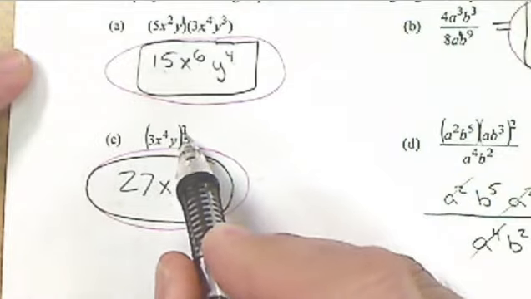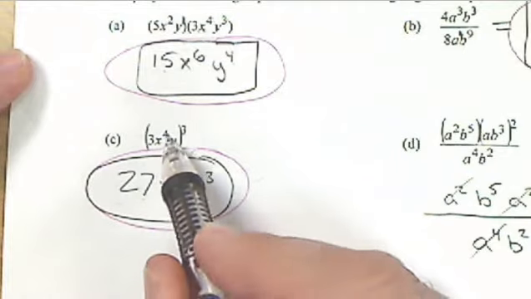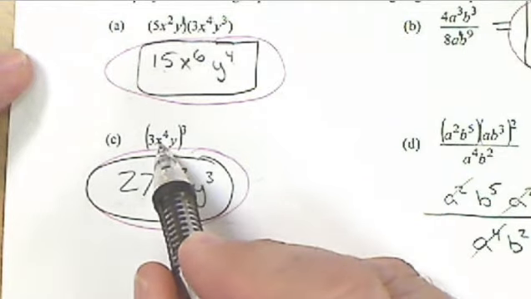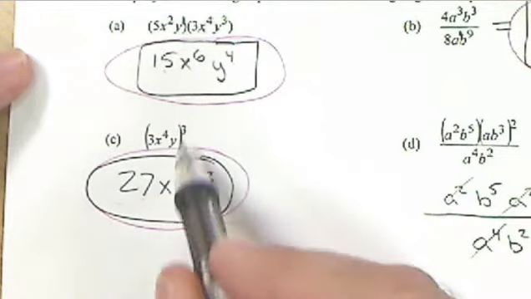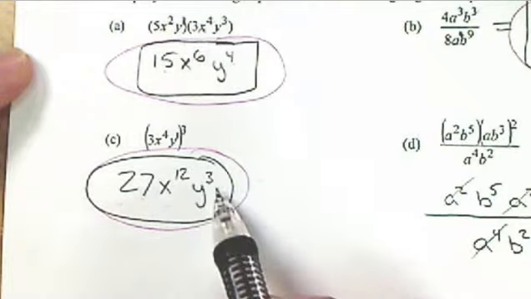Three cubed is 3 times 3, which is 9, times another 3, which is 27. x to the fourth cubed is x to the fourth times x to the fourth times x to the fourth. Or you can multiply the exponents and get x to the 12th. Either way works. And that's y to the third.